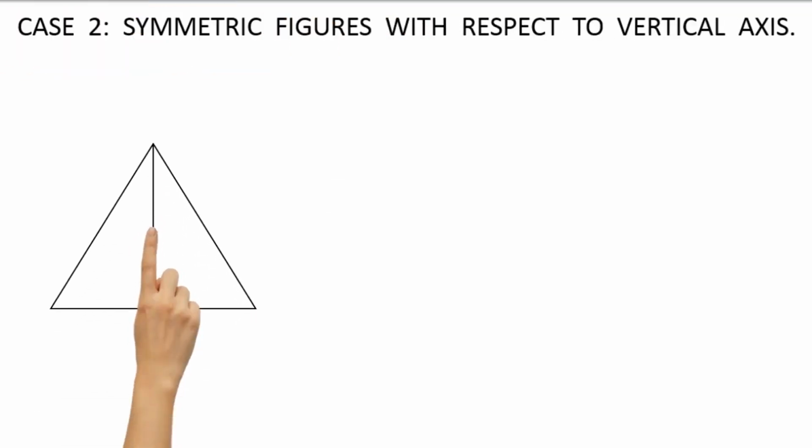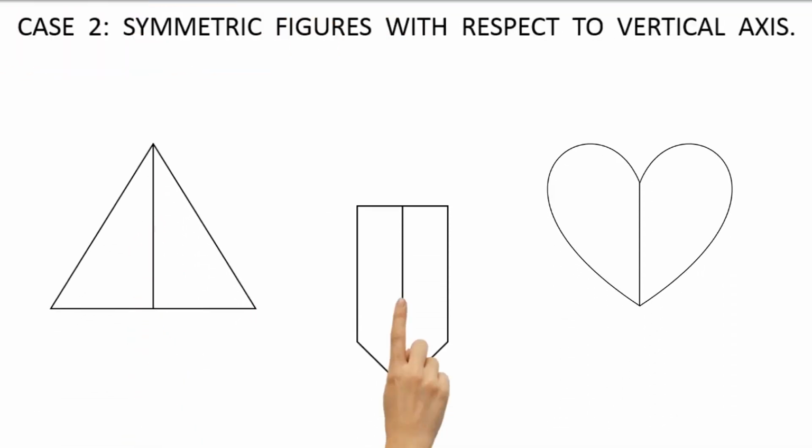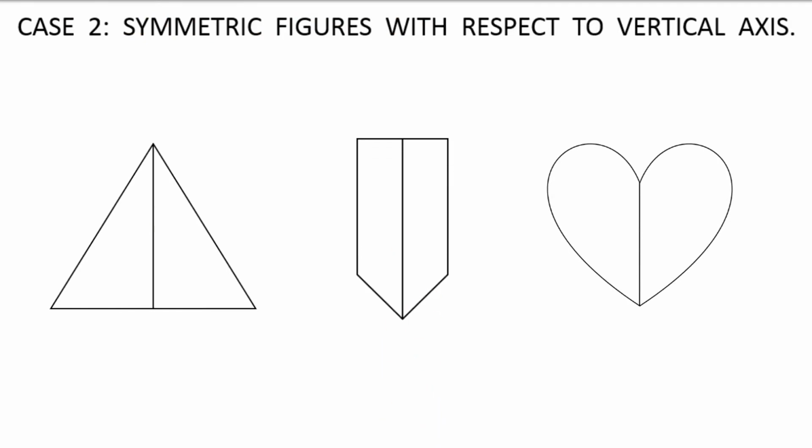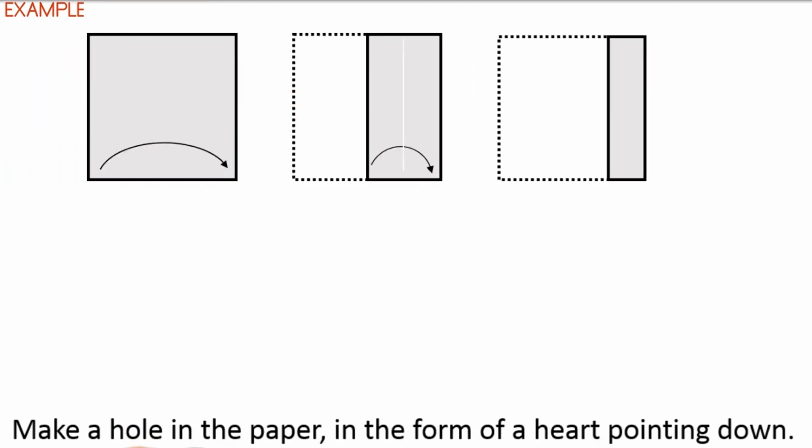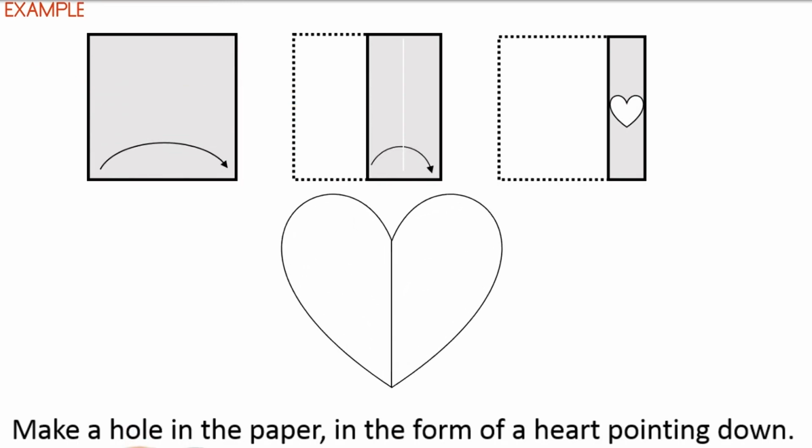Case 2. Symmetric figures with respect to vertical axis. Example. Make a hole in the paper, in the form of a heart pointing down. Pay attention. This heart is symmetric with respect to the vertical axis.